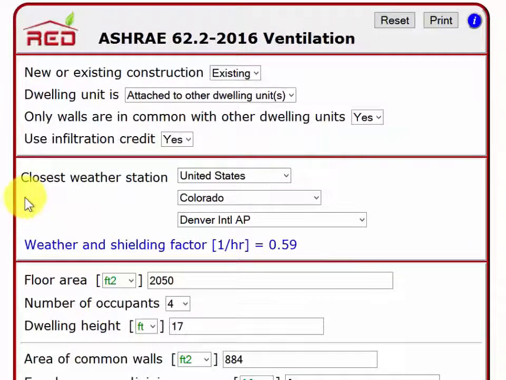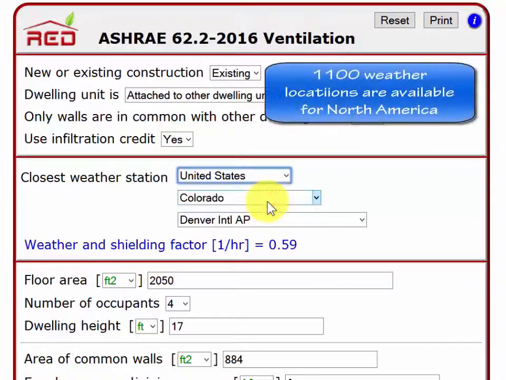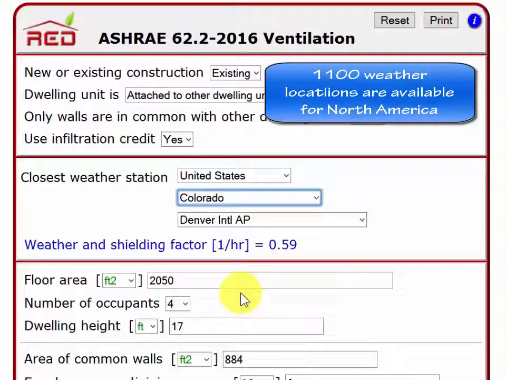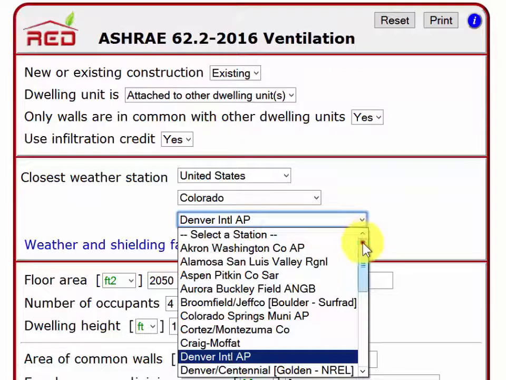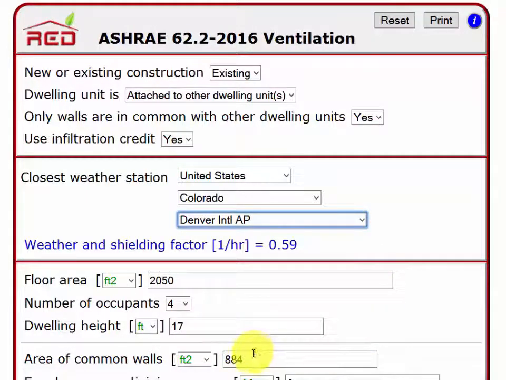The next section of the RED tool is closest to weather station. Select either the United States or Canada. I've selected the United States. You can select one of the 50 states. I've selected Colorado. And here you see for a particular state, you will see the cities that are listed for weather stations. I have chosen the Denver International Airport. After choosing those 3 drop-downs, we get the result of the weather and shielding factor of 0.59 for the Denver International Airport.